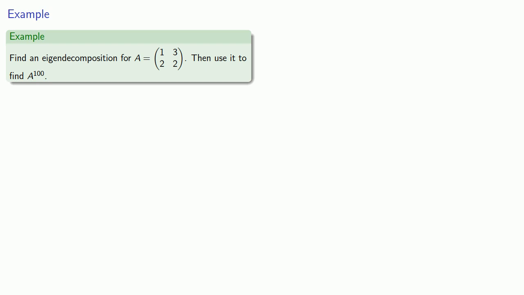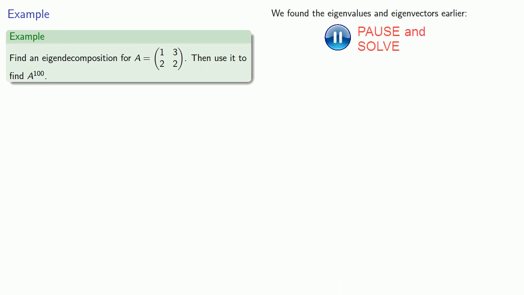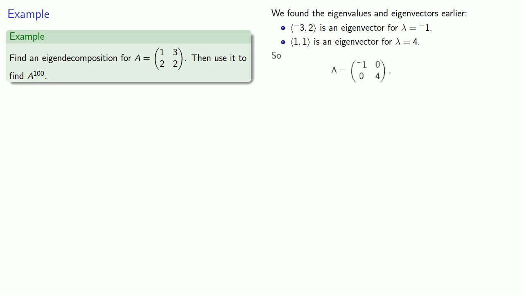That's quite a bit to digest, so let's take a look at an example. Let's take our matrix 1, 3, 2, 2. We'll find an eigendecomposition, and then to motivate all of this work, we'll find A to the power 100. So previously we found the eigenvalues and the eigenvectors for this matrix, and so our matrix lambda is going to be the diagonal matrix whose entries are the eigenvalues negative 1 and 4, and V is going to be the matrix whose columns correspond to the eigenvectors for negative 1 and 4.